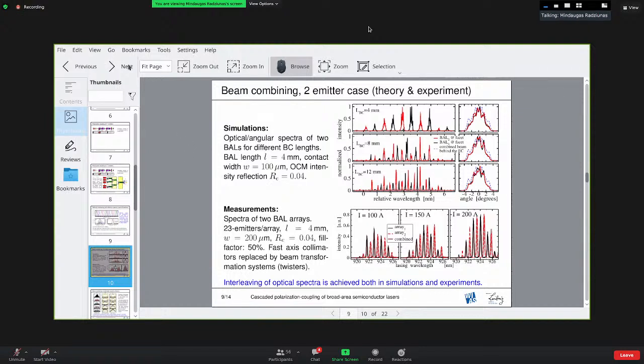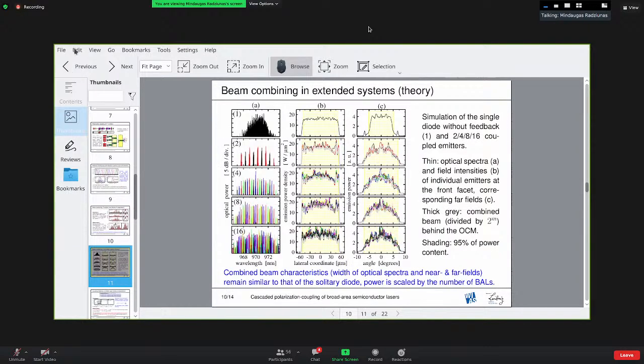In the upper row of this figure, I show what happens in a single laser. The optical spectra are on the left, the near field in the middle, and the far field on the right. Then I have nicely connected more lasers, 2, 4, 8, or 16 lasers, in different rows. Here I have optical spectra of all these emitters. In the middle and right diagrams, I have near fields and far fields of these configurations, where thick gray lines represent the scaled combined beam.